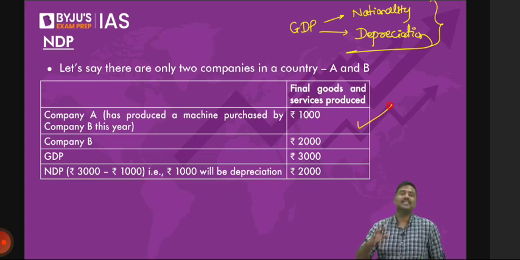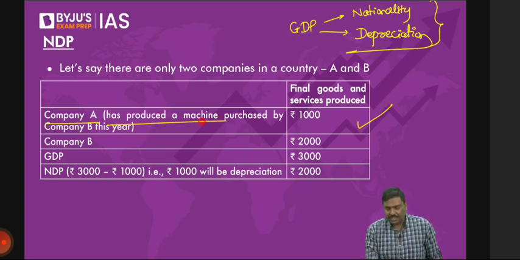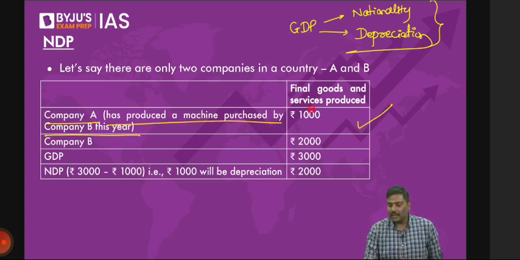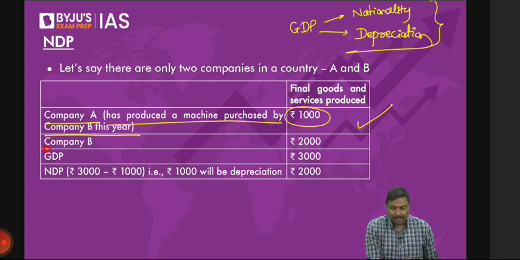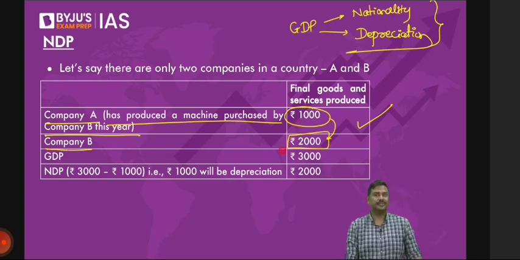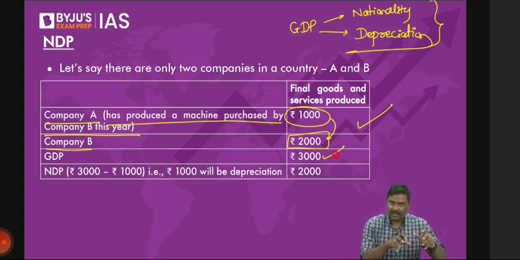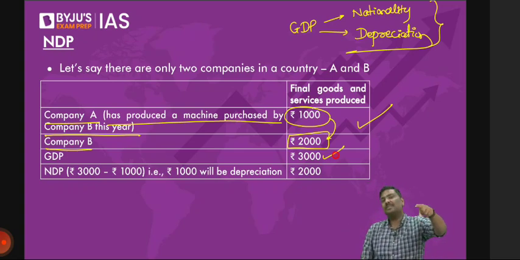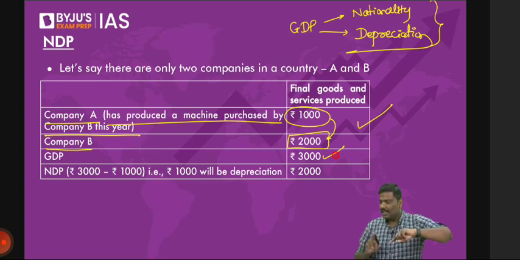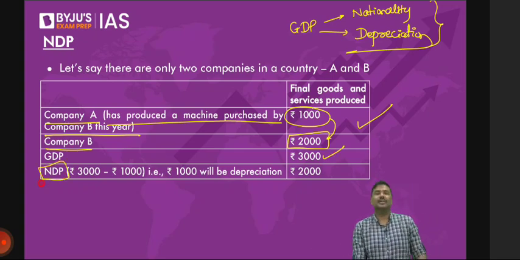Imagine company A has produced a machine which was purchased by company B. And the value of the machine is 1,000 rupees. Company B has purchased the machine and has produced goods worth 2,000. So what will be the GDP? GDP will be 3,000. But what if only one machine is produced this year and that machine was purchased by company B to replace an existing machine? That is basically NDP now. NDP is GDP minus depreciation, that is 2,000 rupees. Okay, that is the basic idea of net domestic product.